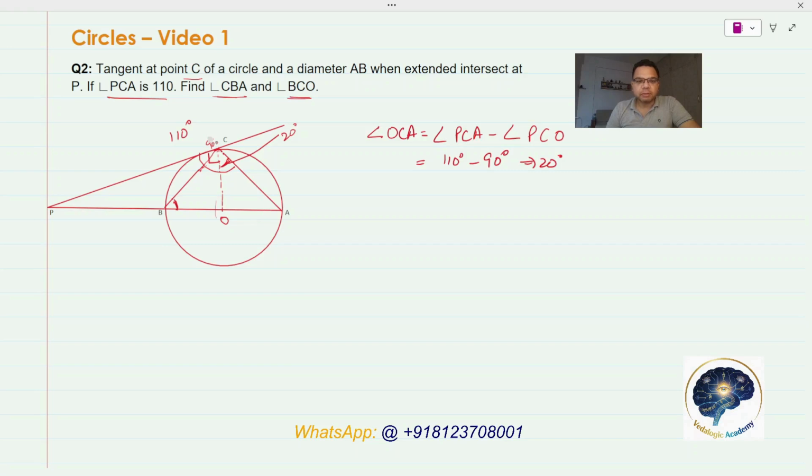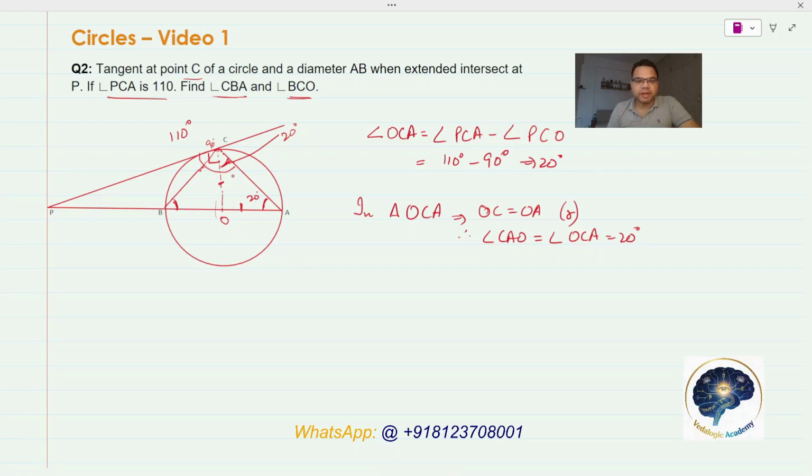Now consider this particular triangle, triangle OCA. This and this are the same, both are radius, right? So this also becomes the same angle, 20 degrees only. OC equals OA, right? So that's what we have said, both are radius. Therefore, angle CAO equals angle OCA, which is 20 degrees, right?